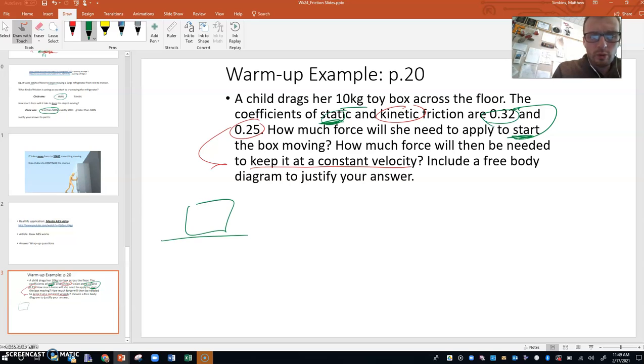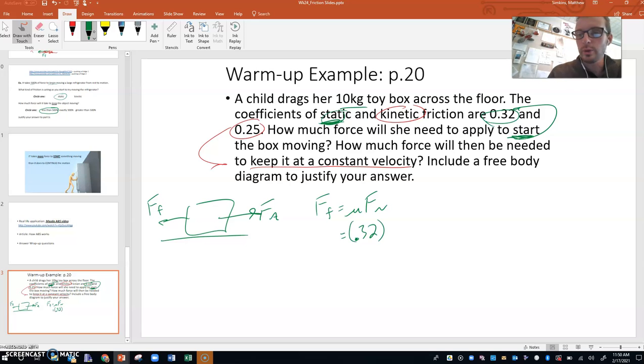Well, in order to get it moving, the applied force has to be at least as big as the force of friction. And we know that the force of friction is going to be determined by mu Fn. So let's go ahead and plug this stuff in. Mu is 0.32. Remember, we're doing this for the static or getting it moving piece. And Fn, life hack here, guys, remember, Fn on a flat surface is always going to be equal to Fg, which happens to be mg. So if I do mg, I'm doing 10 times 9.8, which is 98 newtons of force of gravity. That means it's 98 newtons for normal force. So I do 98 newtons right here.